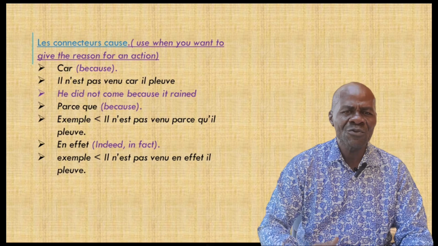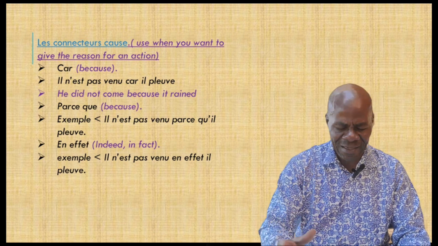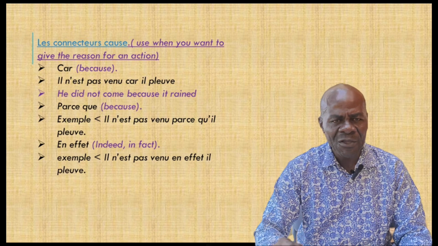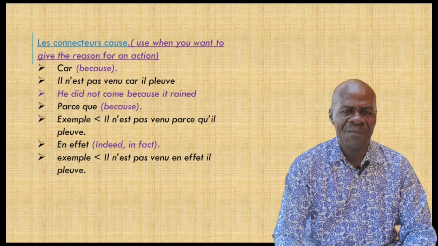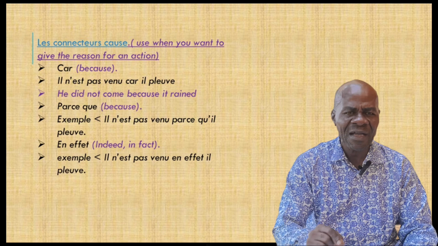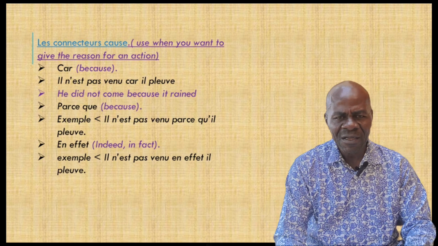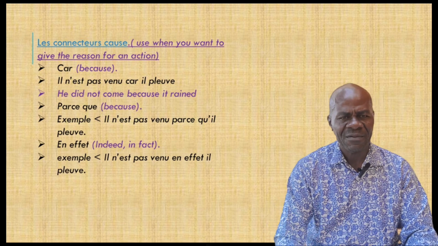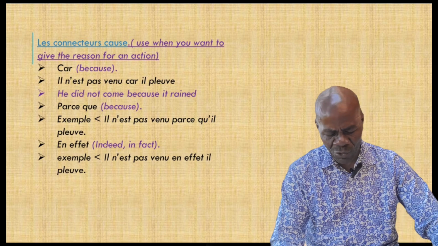So now in French language, you can use a connecteur logique. The connecteurs logiques we have here are car, and you can also have parce que, because. Il n'est pas venu car il pleuvait. Il n'est pas venu parce qu'il pleuvait. You also have en effet. Il n'est pas venu. En effet, il pleuvait. So, under connecteur logique de cause, we have car, parce que, en effet. Vous voyez?